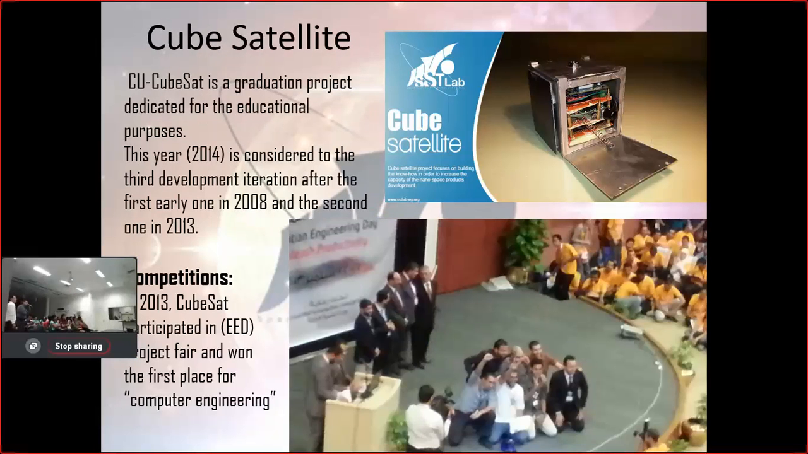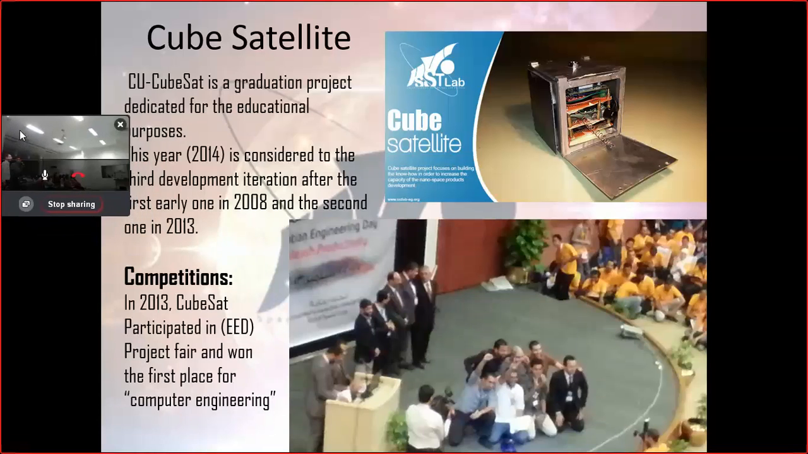After that, we talk about the CubeSat. The CubeSat was first talked about in 2008, and second, they won first place for computer engineering in the Egyptian Engineering Day.